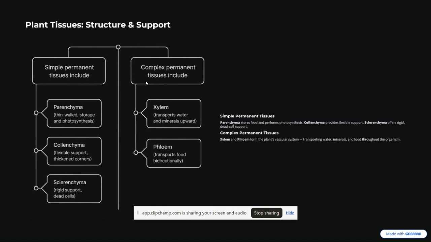The complex permanent tissue includes xylem and phloem. Xylem transports water and minerals upward. Phloem transports food bidirectionally. Simple permanent tissue, that is parenchyma, stores food and performs photosynthesis. Collenchyma provides flexible support. Sclerenchyma offers rigid dead support. Complex permanent tissue, that is xylem and phloem, forms the plant's vascular system, transporting water, minerals and food throughout the organism.